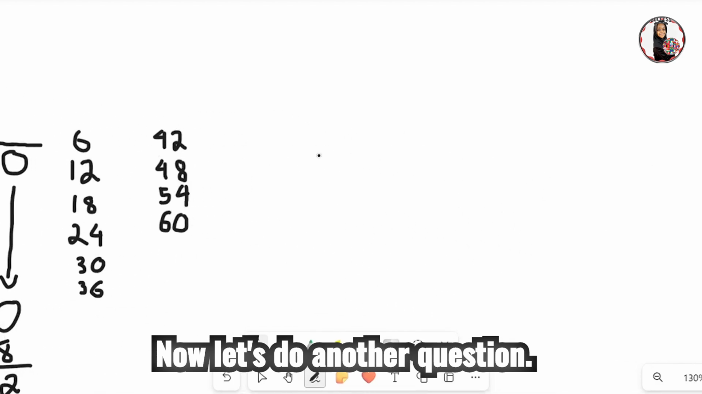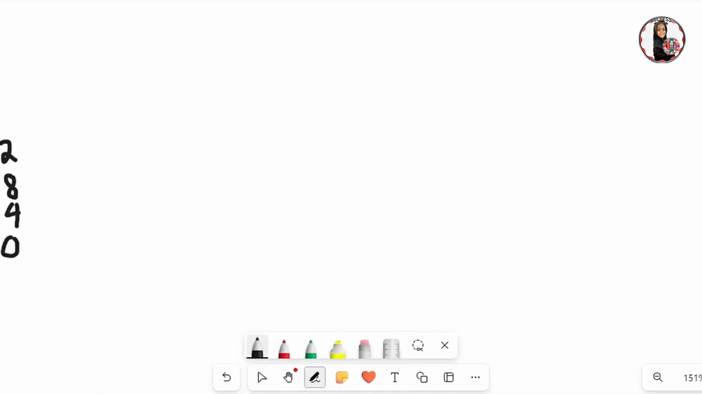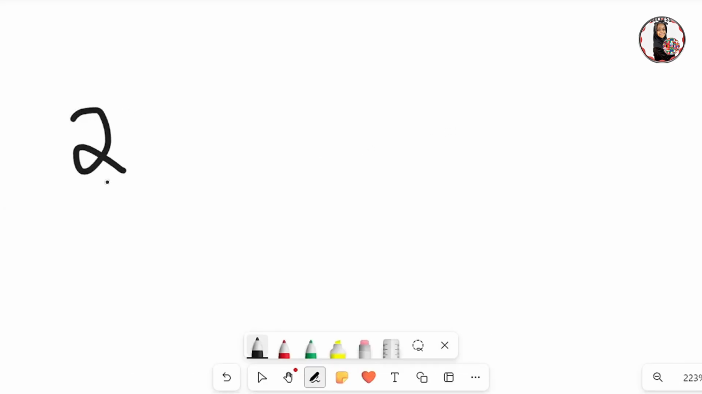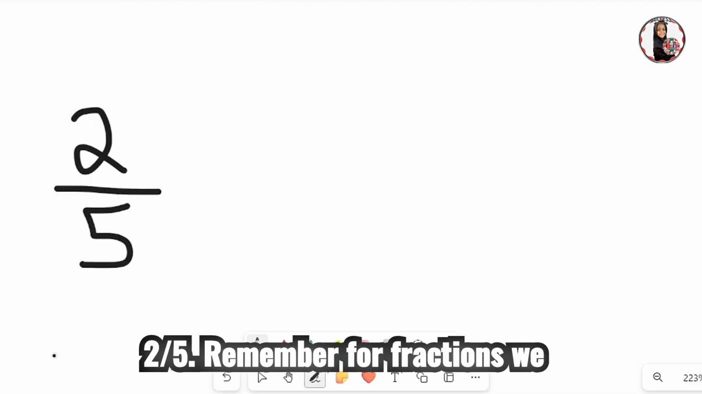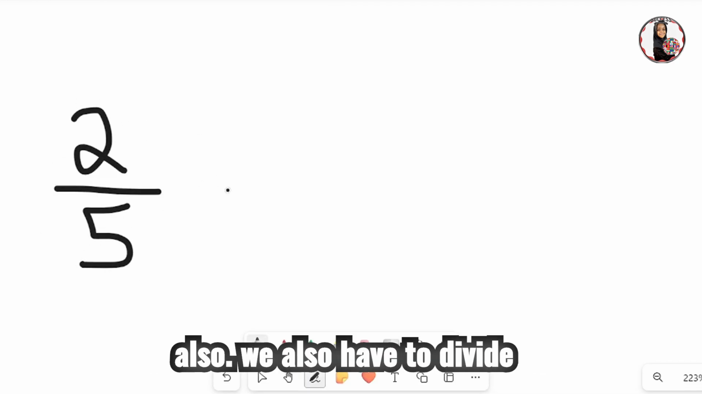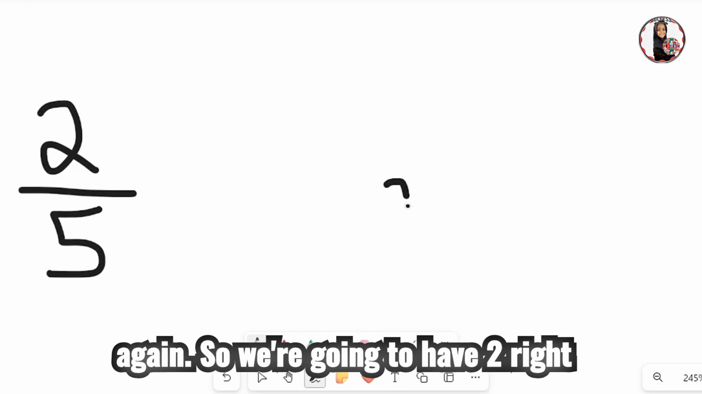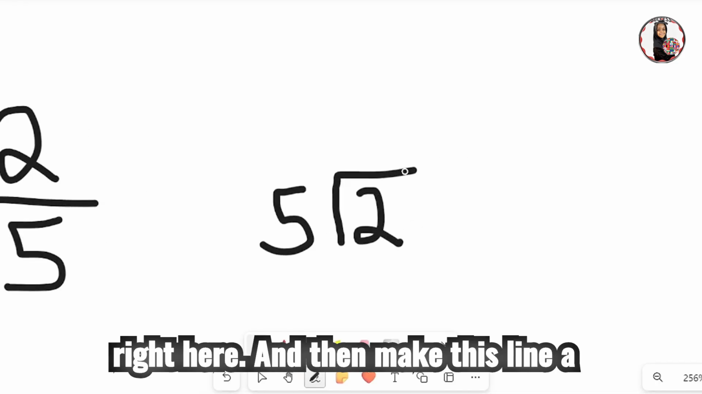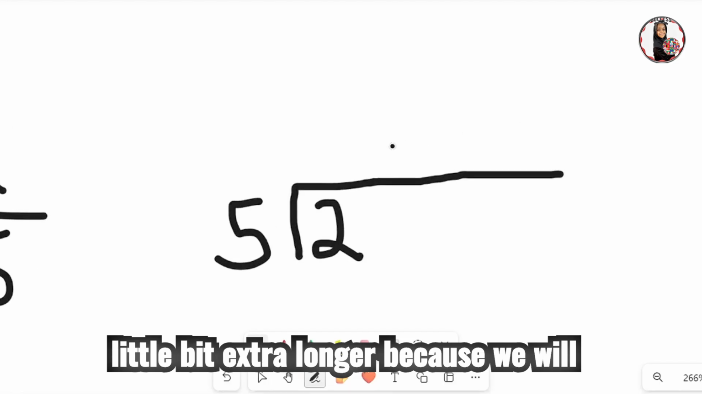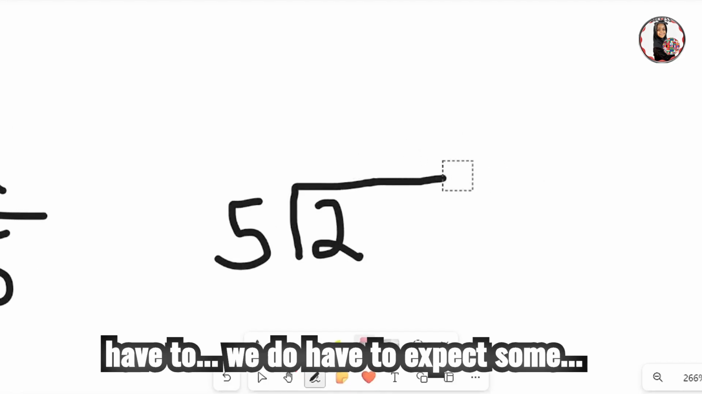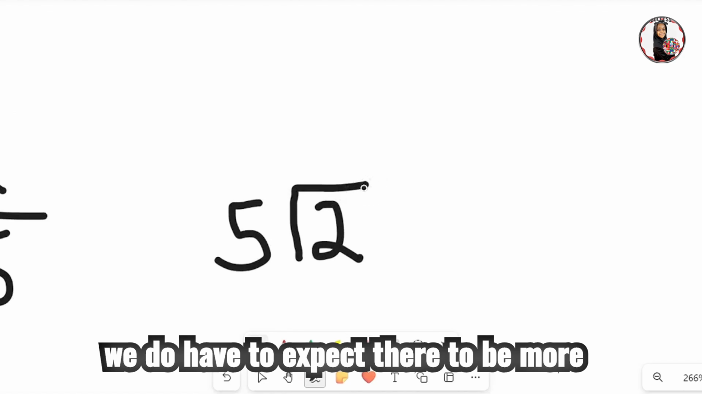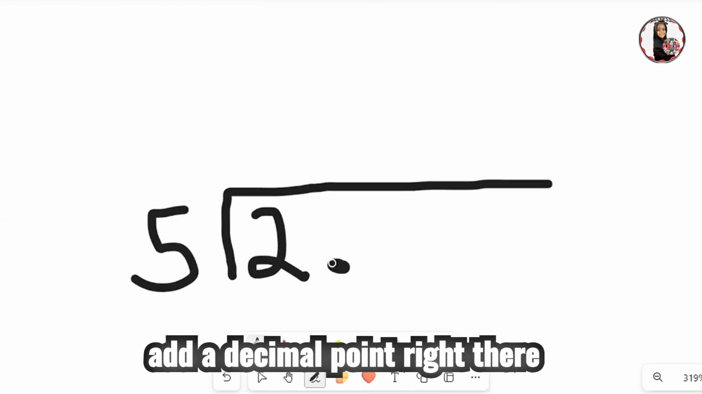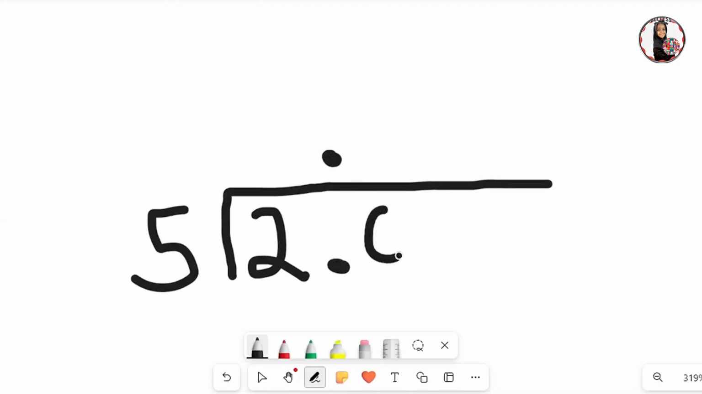Now let's do another question. Now let's convert 2/5 into a decimal. Remember, for fractions, we also have to divide again. So we're going to have 2 right here, and then 5 right here. And then make this line a little bit longer because we do have to expect there to be more place values. So we're going to add a decimal point right there and some zeros.